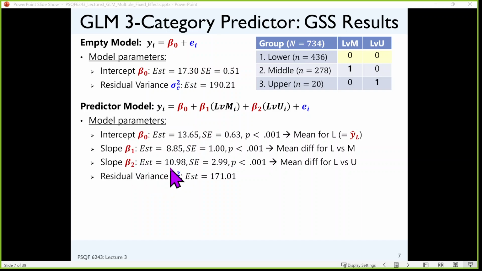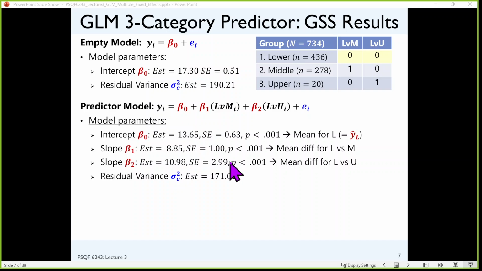Beta 2. Same idea, different reference. Now we're talking about how upper differs from lower. Upper differs from lower by almost 11. $11,000 differentiates the upper group from the low group. Now look at this standard error. It's 3. It's 3 times as large as the standard error for the other slope.